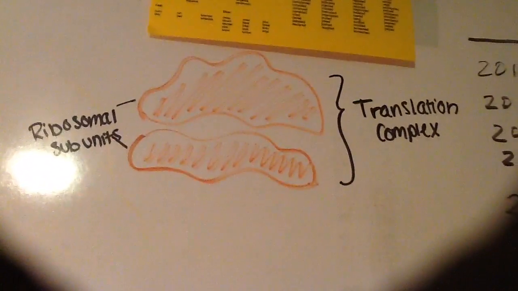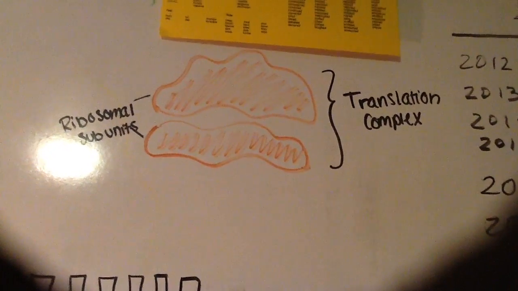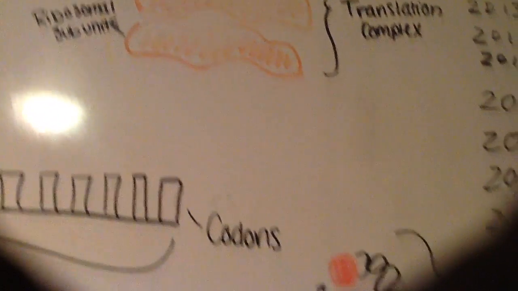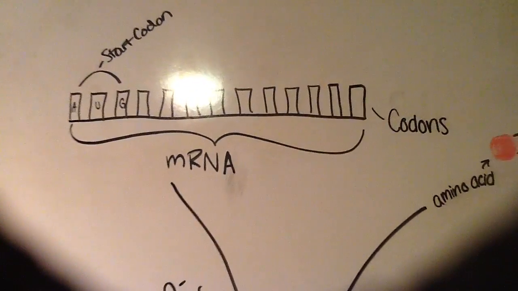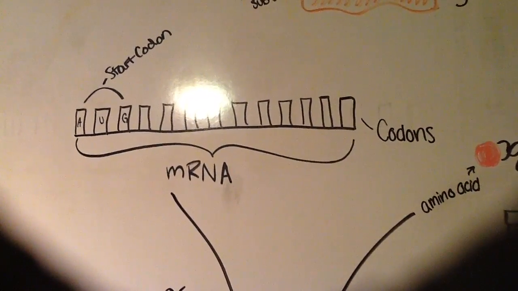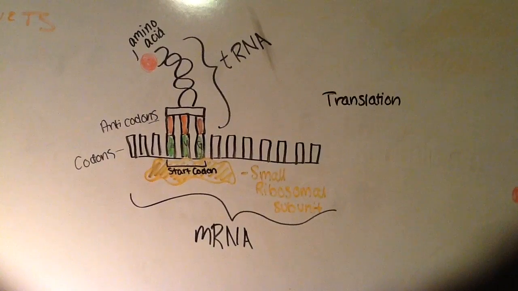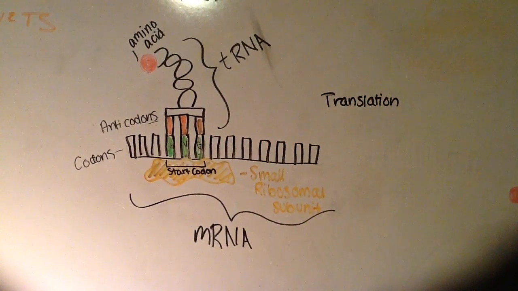The ribosome structure is composed of two subunits made up of rRNA and proteins. The purpose of translation is to make a protein from RNA. The bases in the strand of RNA are called codons. There is one start codon, AUG, or adenine, uracil, and guanine, that signifies the beginning of translation.